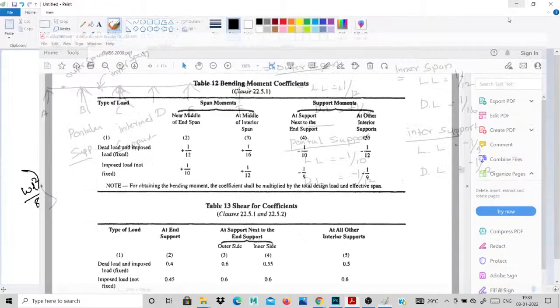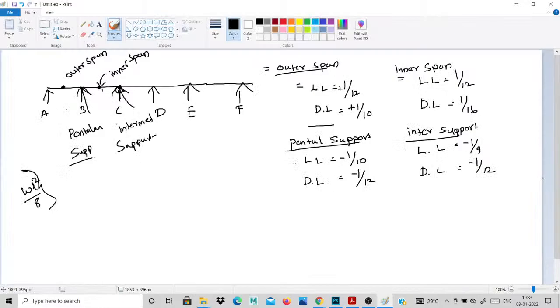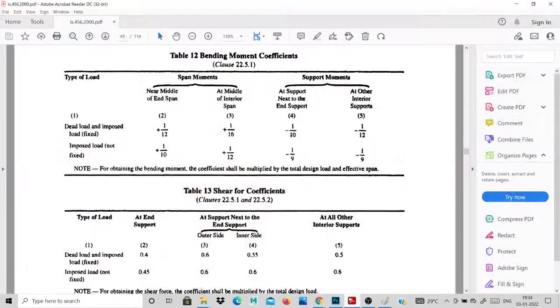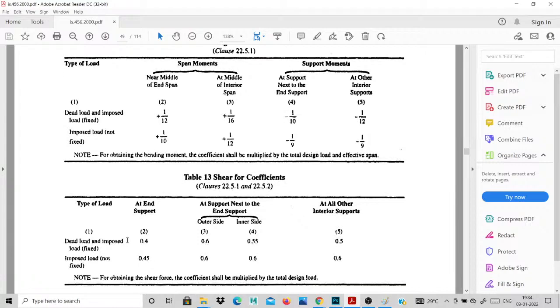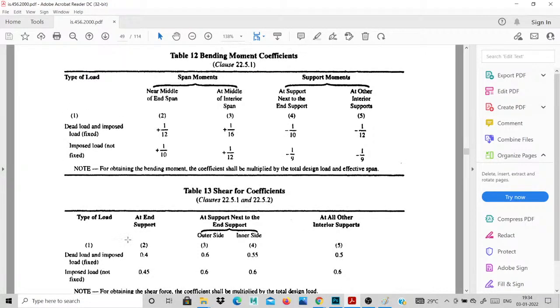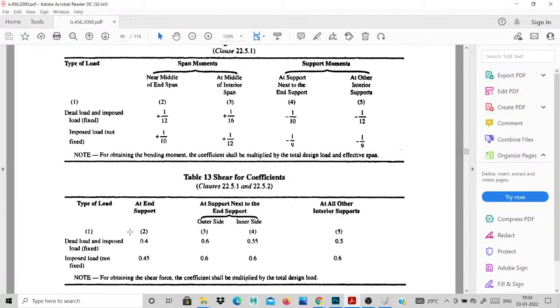This is plus 1 by 12. This is the intermediate span, the inner span: 1 by 12, 1 by 16. See, this is our inner span: 1 by 16, 1 by 12. It is the same for shear force also; the shear force coefficients will also be different.